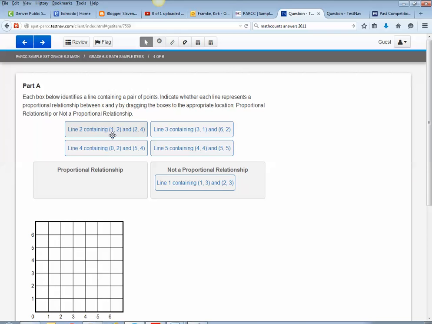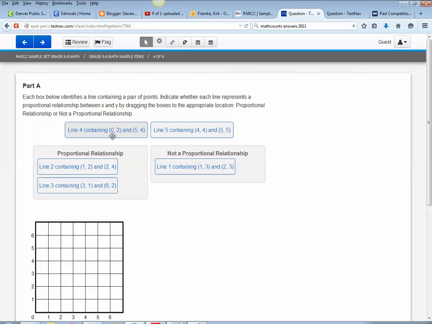Line 2. What did I multiply 1 by to get 2? Well, I multiplied it by 2. 2 times 2 is 4. That is proportional. What did I multiply 3 by to get 6? 2. 1 times 2 is 2.